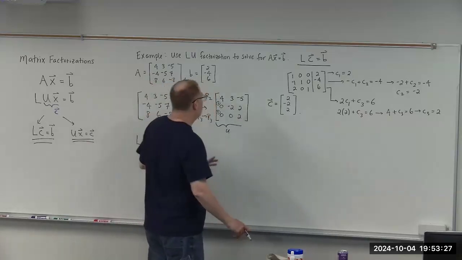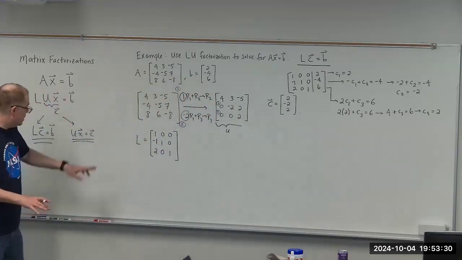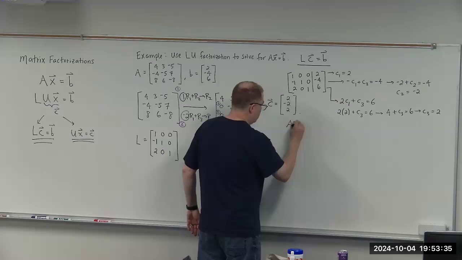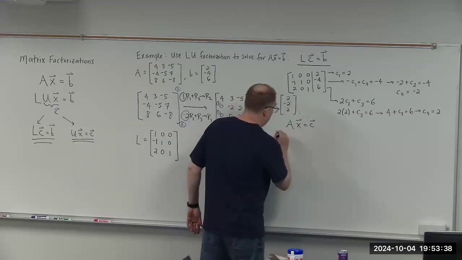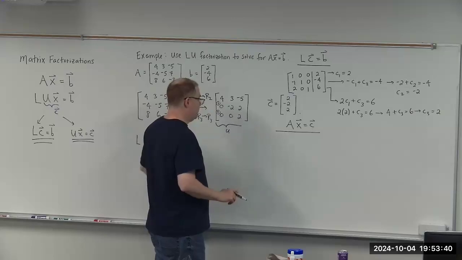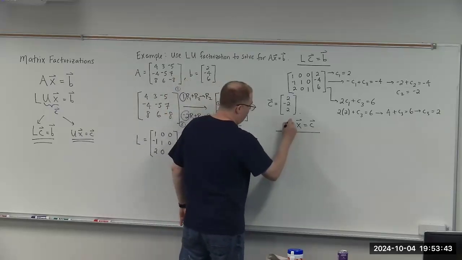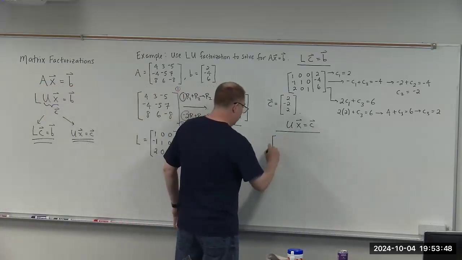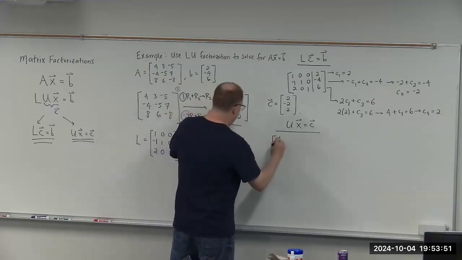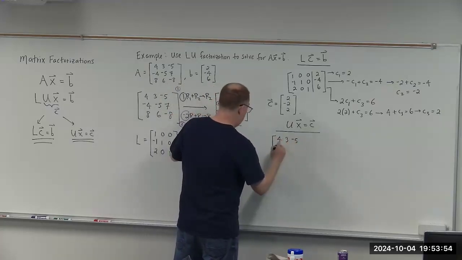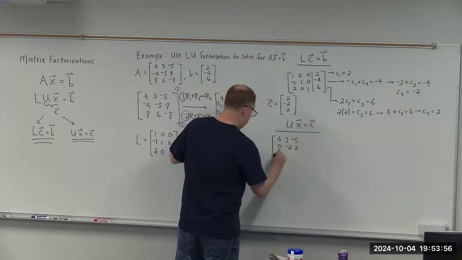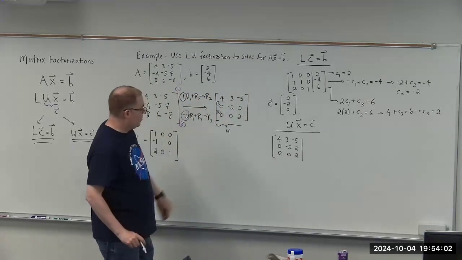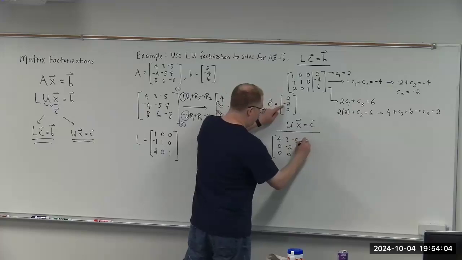The next thing is, we know C, so we can solve for X now. That's for U, so U is calculated here. Again, I'm going to augment U and C. There's the upper triangular matrix, and C was this one.